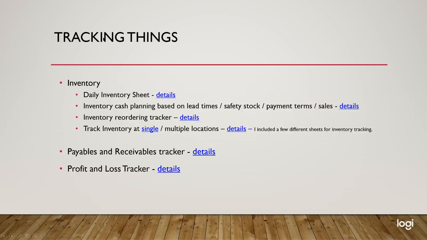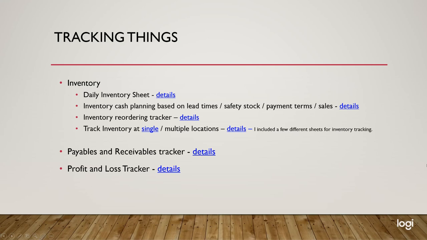Next up is inventory, so tracking things. We've got inventory, payables, receivables, and profit and loss tracker. For inventory, I've got a daily inventory sheet, and this has up to, I believe, 40 SKUs. And you could track the starting balance, then enter inventory received, as well as inventory sold. And it will all do some math to show you the ending inventory balance by SKU for a 365-day period. And you can also define the average cost of goods sold, and it will do valuation of inventory on any given day.